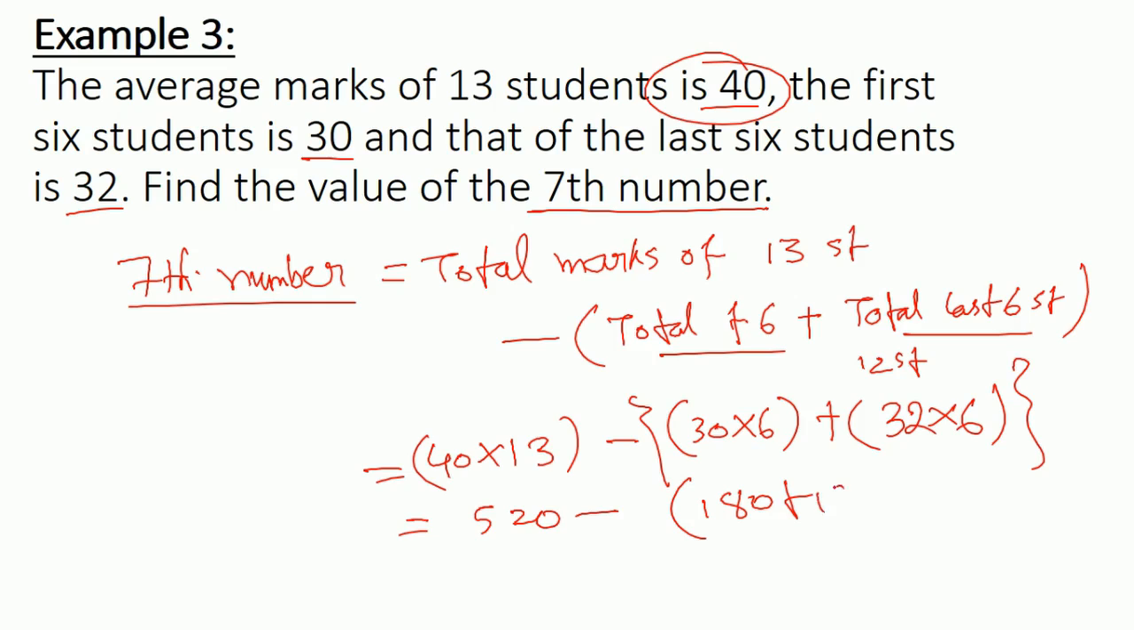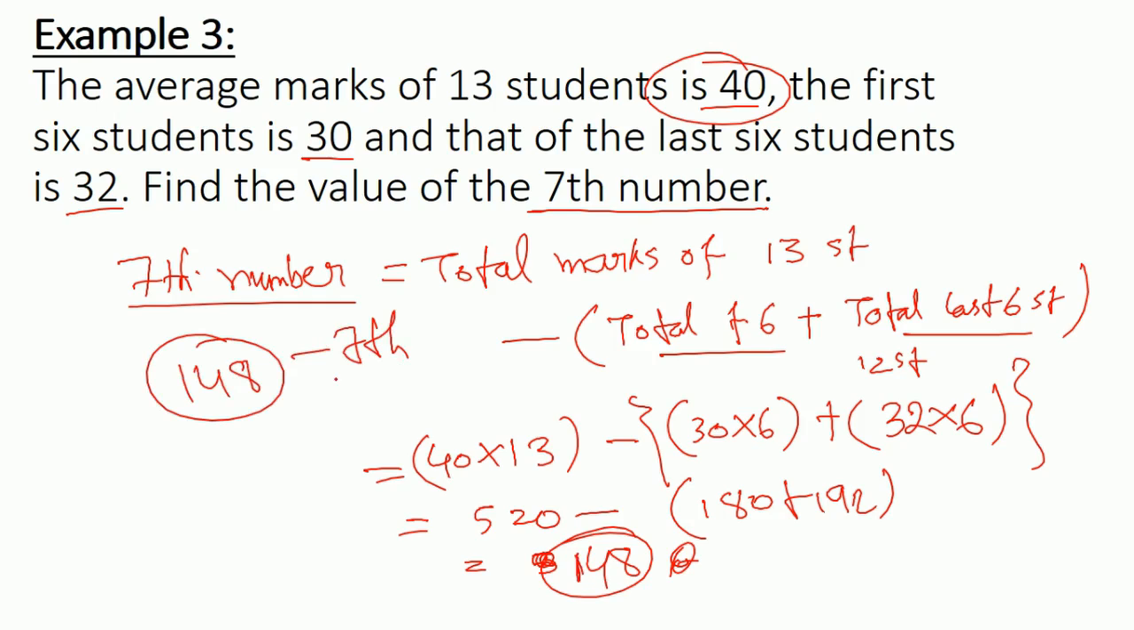So simply 520 minus 180 minus 192, and let me do the calculation a little bit. That's going to give us 148. So 148 is the marks obtained by the 7th student.